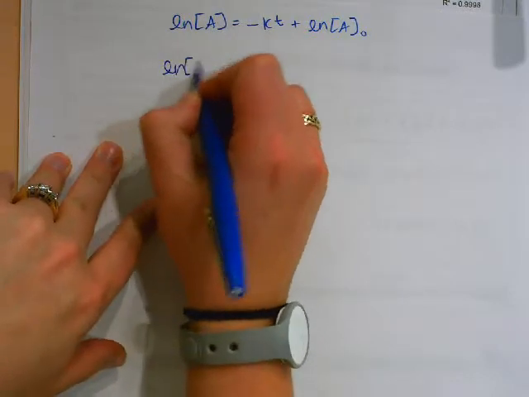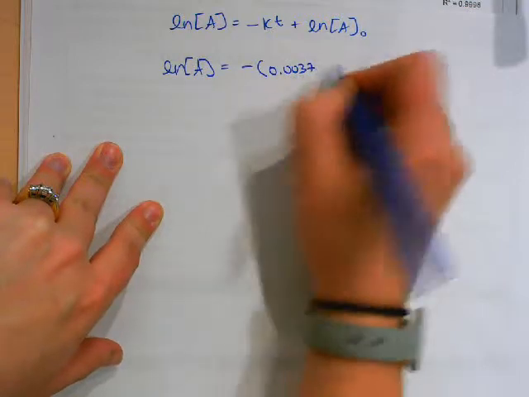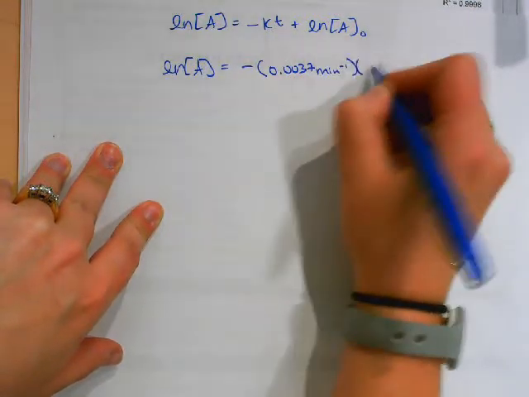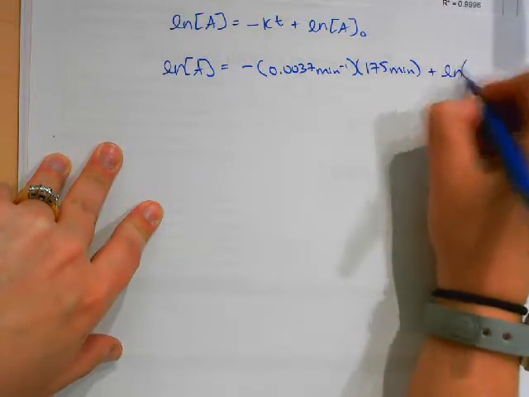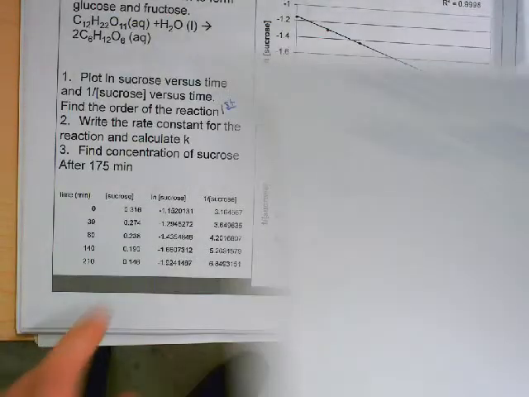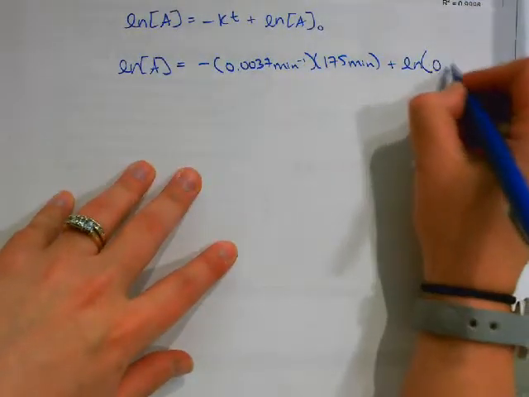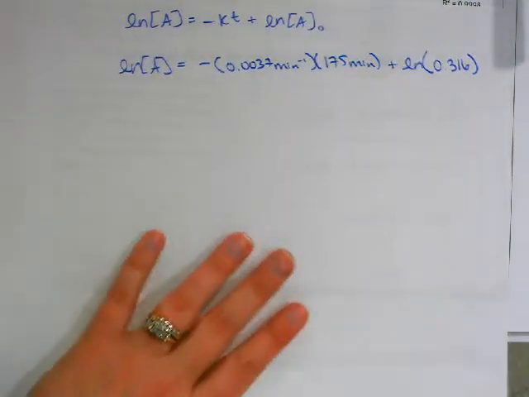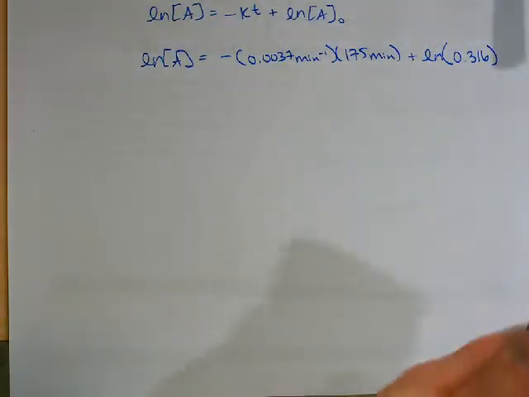So I'm looking for this. Negative. You're given that. And my original concentration of A was 0.316. Alright, so then it's just plugging it all in.